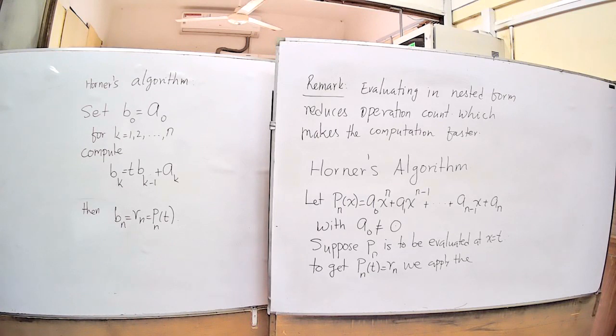b naught you fixed, and b1, b2, b3 up to bn are found by using the previous b and the corresponding a, the coefficient. If you do that, you will get some numbers b naught, b1, b2, b3 up to bn. What we get as bn is the evaluation of the polynomial at t.